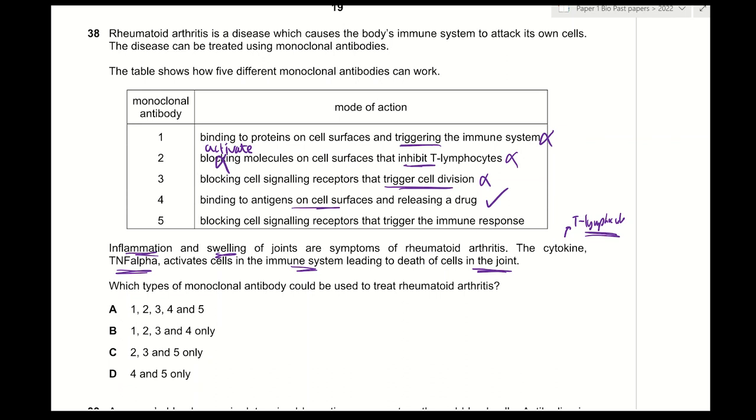5. Blocking cell signaling receptors that trigger the immune system. This is totally correct, because we just said that the immune system is what's destroying the cells. And if you block the cell signaling receptors that trigger that immune system, then the death of the cells attacked by the immune system is going to stop. Therefore, 4 and 5 are going to be correct and the answer is going to be D.